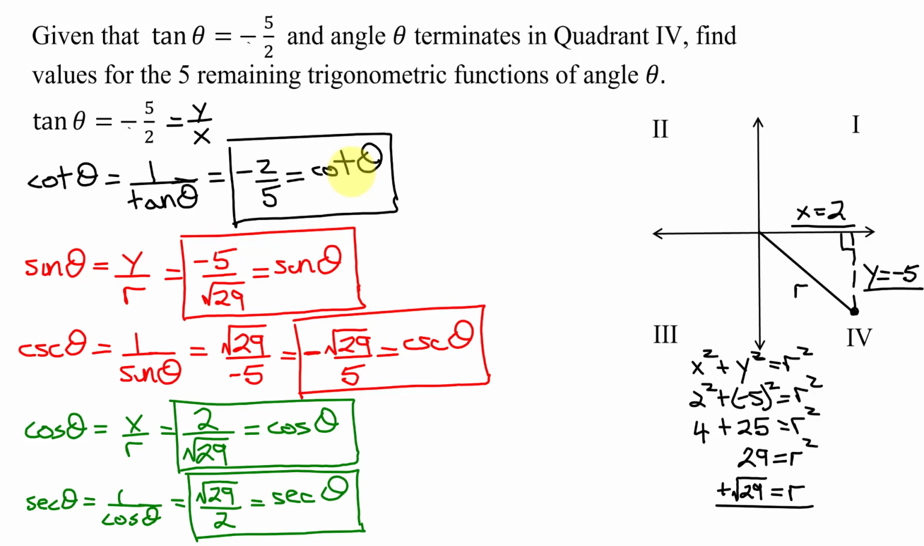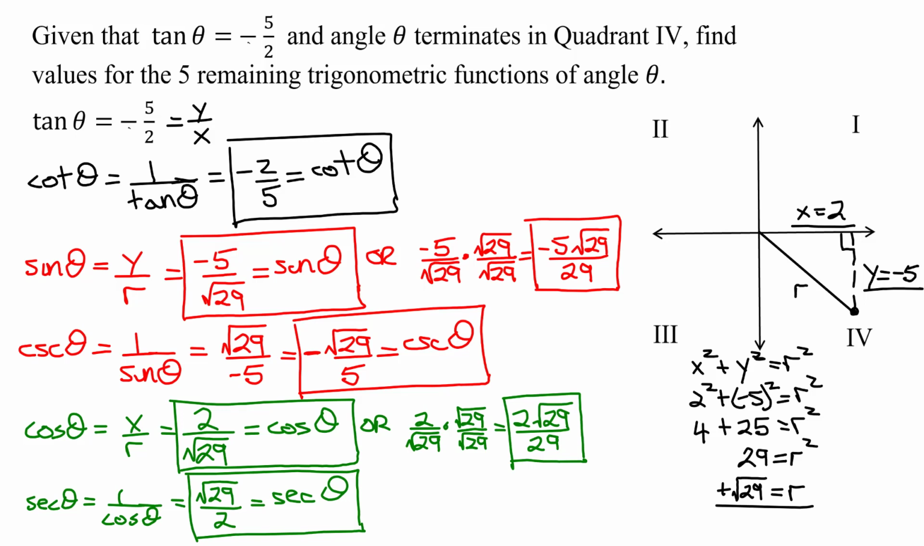And what happens if I was asked to rationalize the denominator of each of my answers? I'm going to put the video on pause for a second. And remember, to rationalize the denominator, you multiply numerator and denominator by the square root of 29. So here is the answer for the sine of theta and the cosine of theta if I was required to rationalize the denominator of my answers.